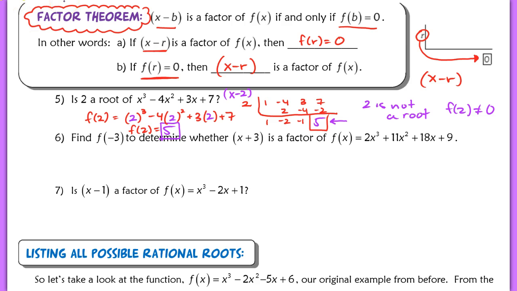Okay, next up we have question 6, and this one asks us to find f of negative 3 in order to determine whether x plus 3 is a factor of this particular polynomial function. Now we know that if we make that substitution of negative 3 into our function, we should expect this to equal 0. If it is equal to 0, then we can decide that x plus 3 would be a factor. So I will let you guys try 6 and 7 on your own just to test to see whether or not you understand this idea of the factor theorem, so go ahead and check with the key.